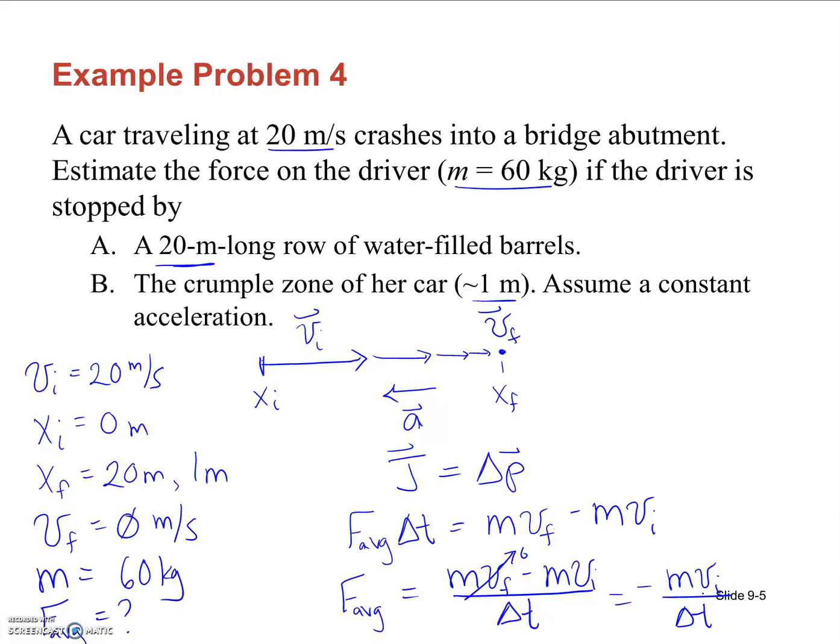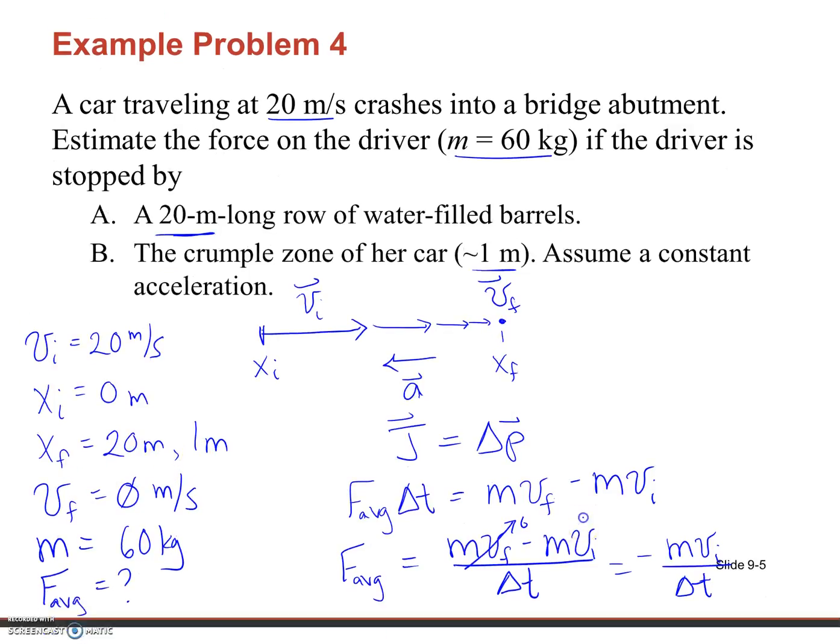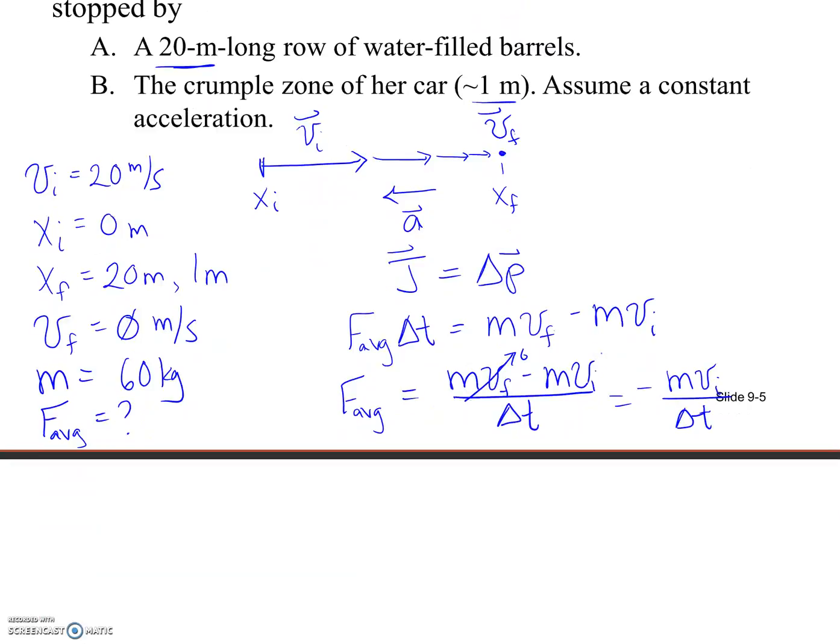All right. Well, I have the mass of my driver. I have the initial velocity, but I don't know how long this collision is, and how long that collision is. The duration depends on whether I'm going into the water-filled barrels that you see on the side of the road, or if I just use the crumple zone of my car. So how can I find the duration? Well, I'm going to have to use kinematics to do that. So let's think. What are my kinematics equations? I've got 3 of them. I have x final is equal to x initial plus v initial delta t plus 1/2 a delta t squared.